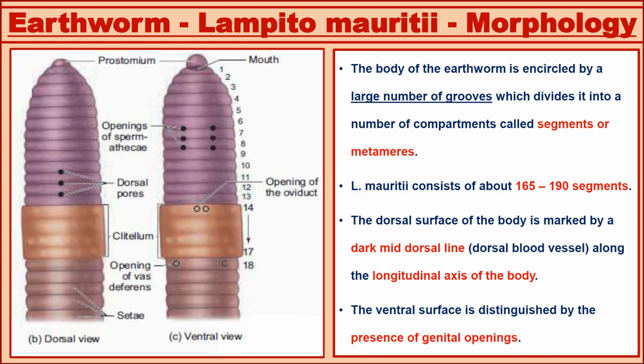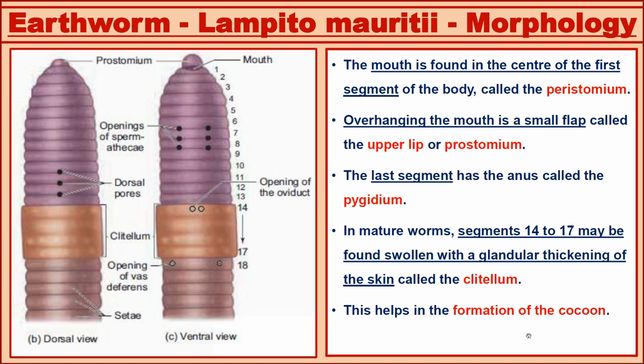It has the dorsal blood vessel on the longitudinal axis of the body. On the ventral surface, it has a genital opening. Mouth is found in the center of the first segment, which is called peristomium. Above that peristomium we have the prostomium, like a small flap which makes the upper lip. In the last segment it has the anus, and the segment is called pygidium.